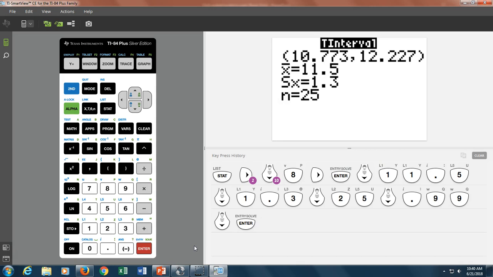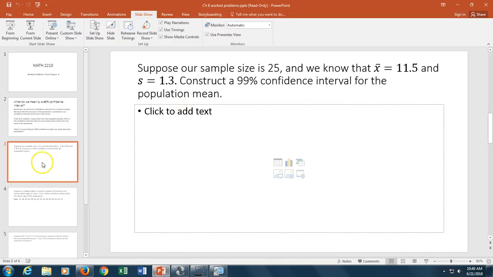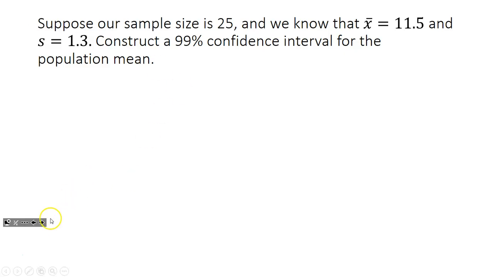Now in real life, sometimes you might look at the confidence interval and go, man, that's too big a range. If all I know is it's between 10.8 and 12.2, I need to narrow it down more. Well, the practical way of narrowing it down would be to increase the sample size. Now that's going to take time, maybe even money, but that would be the way to go about it. Okay, let's go back to our PowerPoint and move to another problem.